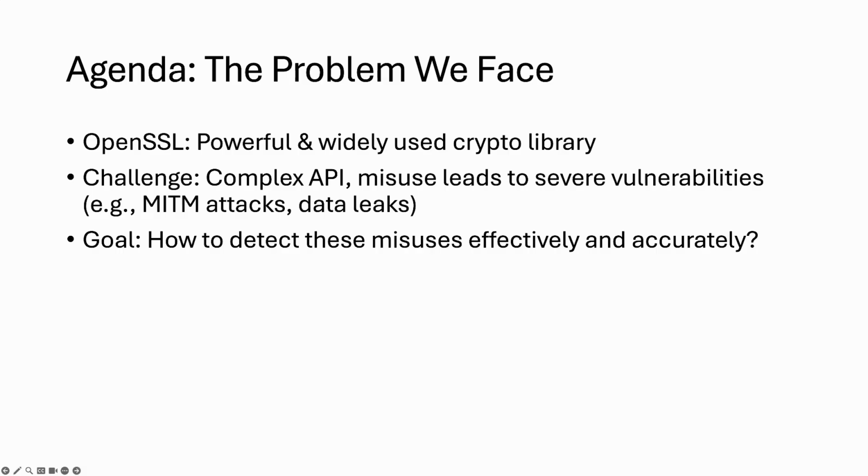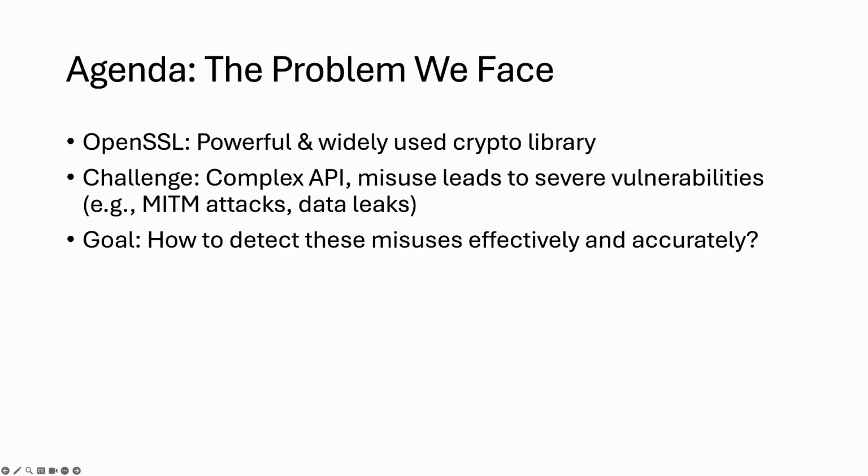An improperly configured SSL context might fail to validate server certificates, opening the door wide for man-in-the-middle attacks, where an attacker can intercept and even modify sensitive communication. Using outdated cryptographic algorithms, weak keys, or predictable random numbers can render encryption ineffective and potentially expose confidential data. These aren't theoretical concerns. Numerous high-profile vulnerabilities have stemmed directly from OpenSSL API misuse.